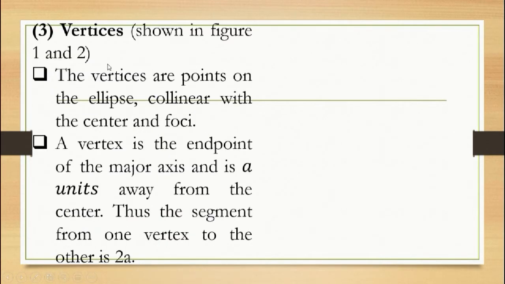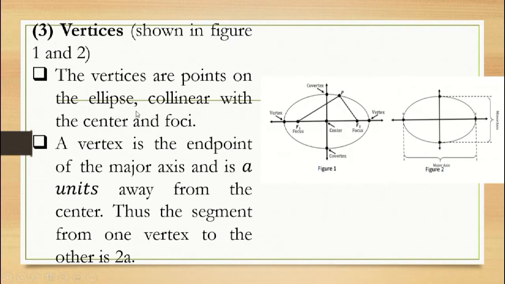Number 3, we have vertices shown in figure 1 and figure number 2. The vertices are the points on the ellipse which are collinear with the center and with the foci. In figure number 1, you'll see that the vertices are collinear with the center and with the foci, meaning to say they are in one line. A vertex is the endpoint of the major axis. Once again, in figure 1, you will see that the vertices are the endpoints of the major axis, and each is a units away from the center, meaning our vertex going to the center is a, and from the center going to another vertex is a, which means to say that the segment from one vertex to another is 2a. So again, from this vertex going to another vertex is 2a. Take note of that.